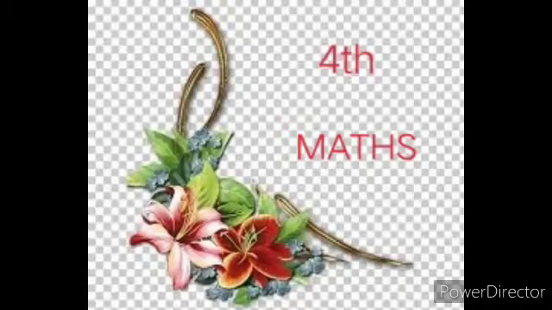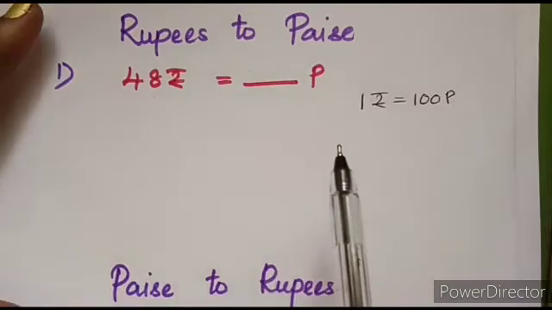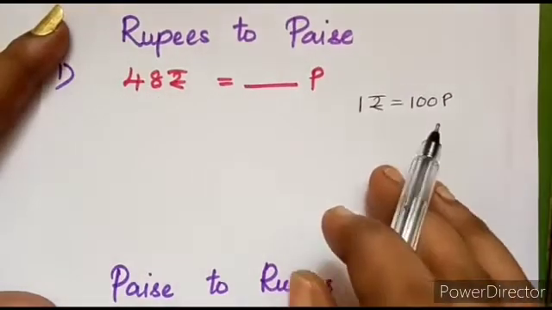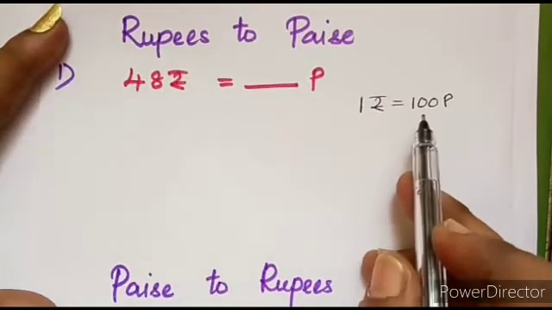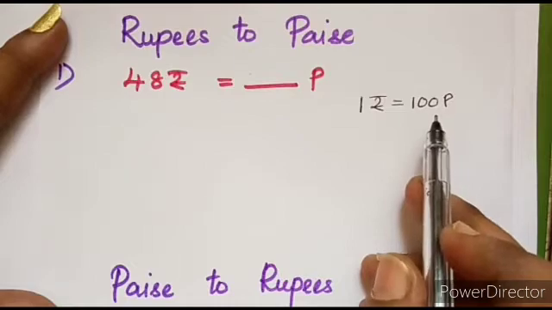Good morning children, today we are going to see how to convert rupees to paise and paise to rupees. First of all, we learn how to convert rupees to paise. For this we should know the basic relation between rupees and paise. For that I have written: we know that 1 rupee is equal to 100 paise. I have written P here for paise.